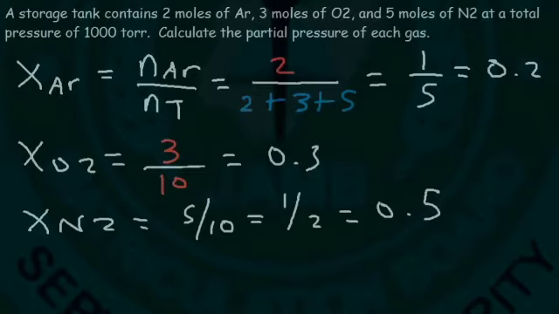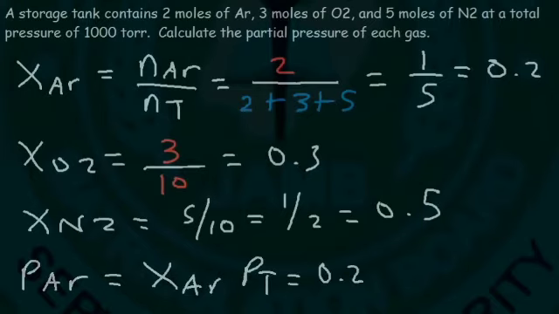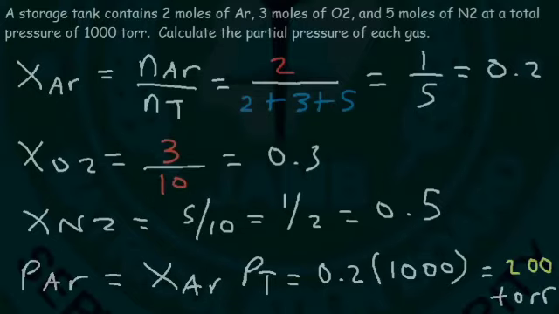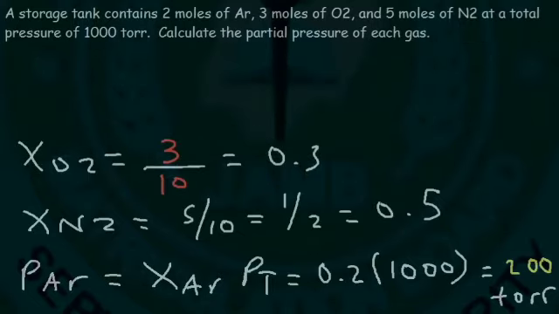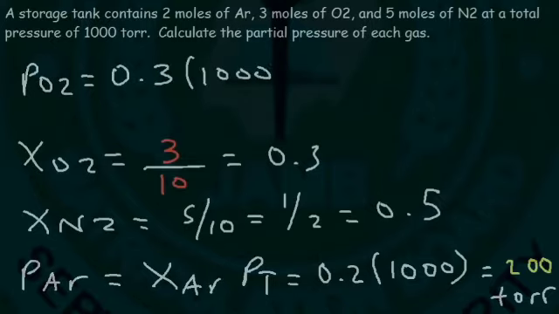So now let's calculate the partial pressure of each gas. The partial pressure of argon is going to be the mole fraction of argon times the total pressure. The mole fraction of argon is 0.2 times the total pressure of 1000. So 20% of 1000 is 200. So it's going to be 200 torr. Now let's calculate the partial pressure for O2. That's going to be the mole fraction of O2, which is 0.3, times the total pressure of 1,000. So this is going to be 300 torr.